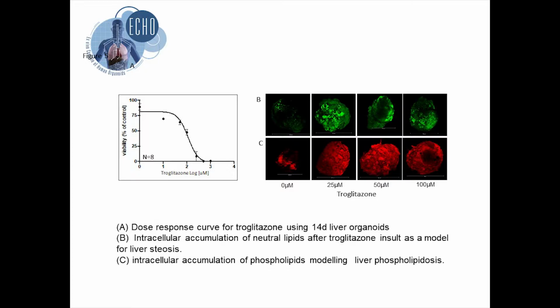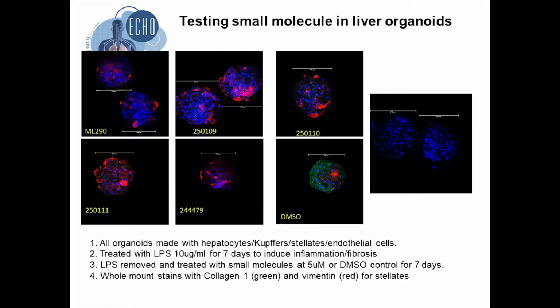We also have been working on a model of fibrosis with the liver organoids, and we treat them with LPS, which induces fibrosis. These are a series of top secret molecules that we have developed, which we hope will play a role in reducing fibrosis. And you can see from the pictures, compared to the DMSO control, with the collagen 1 in green, that most of these molecules are actually reducing the amount of collagen after treating the fibrotic organoids.